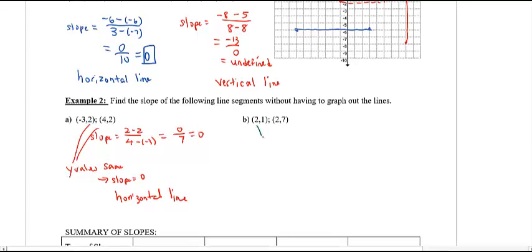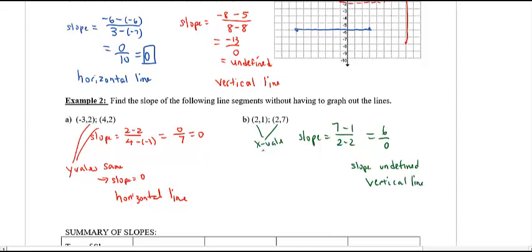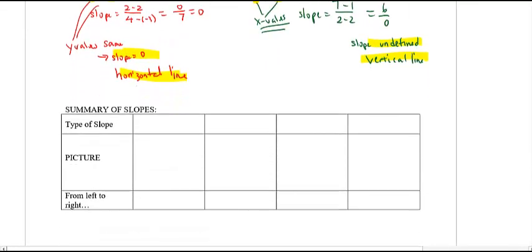Interestingly enough, in the next part, the x values are the same. So what goes on here? Slope equals y sub 2 minus y sub 1 all over x sub 2 minus x sub 1. Look at this. The slope is now undefined, just like before, where we know this is a vertical line. So we can see that if the x value is the same for both of the coordinates, we have a vertical line, undefined slope. Yet if the y value is the same for the two coordinates, we have a 0 slope or a horizontal line. So let's just summarize all the different types of slopes.